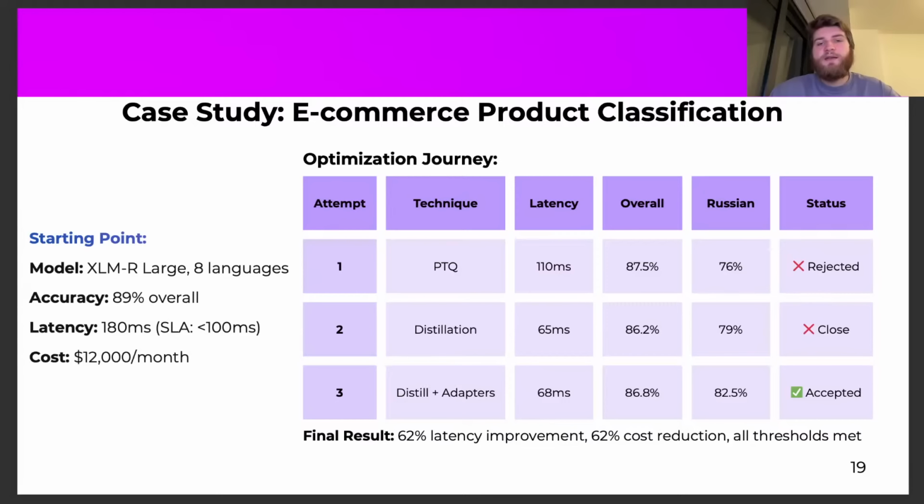And the final results: latency was 68 milliseconds, which is a 62% improvement. Overall accuracy was 86.8%, which is within acceptable range. Russian accuracy was 82.5%, which exceeded the requirement, and infrastructure costs dropped to $4.5 thousand per month, which is 62% in savings. And the key insight here is a single optimization technique wasn't enough. The combination of distillation for latency plus language-specific adapters for critical accuracy requirements together achieved the goal.